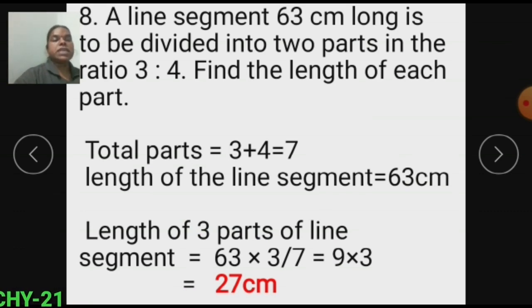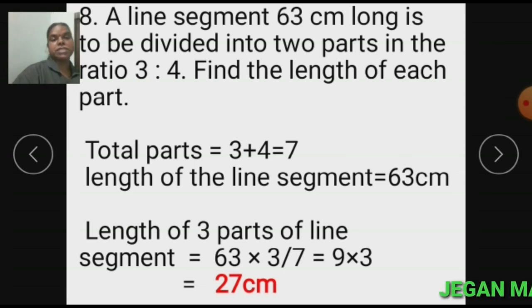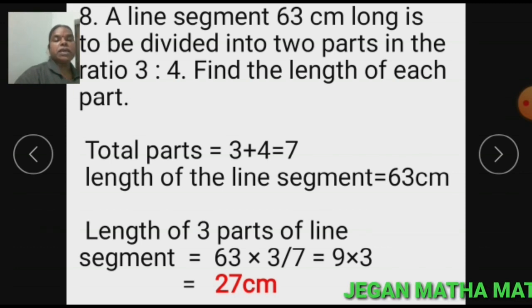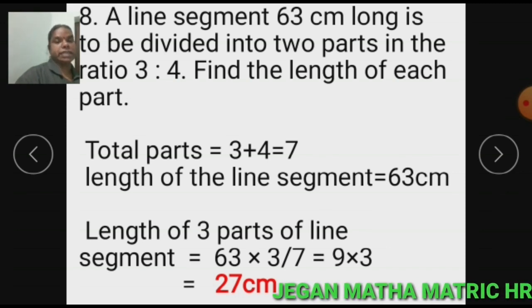The line segment is divided into two parts in the ratio 3:4, so it is said to have a total of 3 plus 4 parts in it. So the total parts equal to 3 plus 4 equal to 7 parts. Length of the line segment equal to 63 centimeter. Now we find the length of 3 parts of line segment and length of 4 parts of line segment.